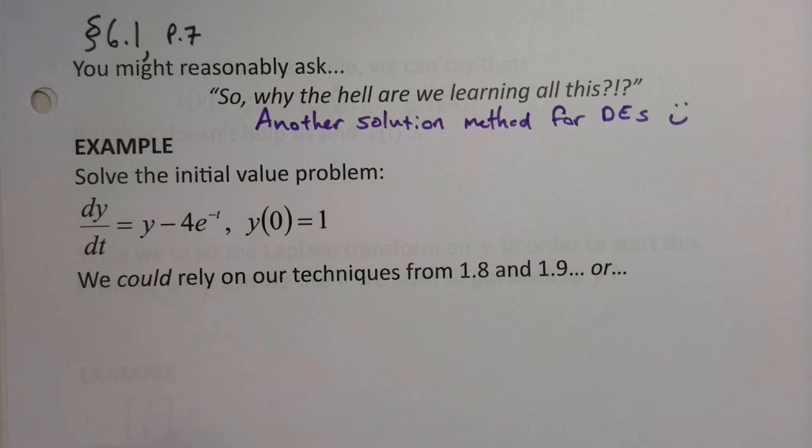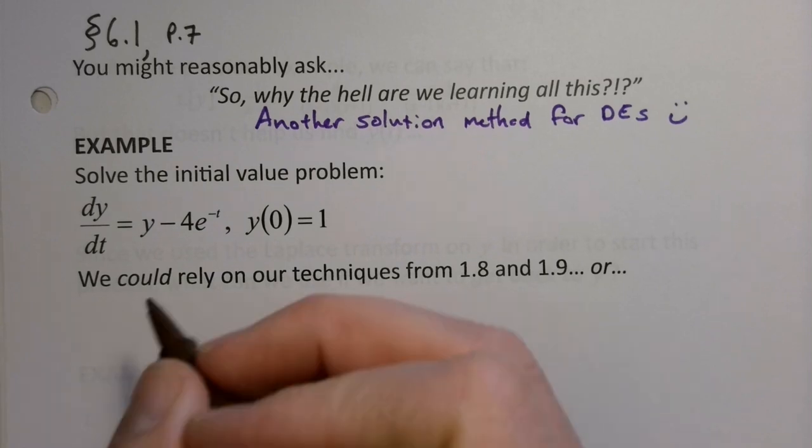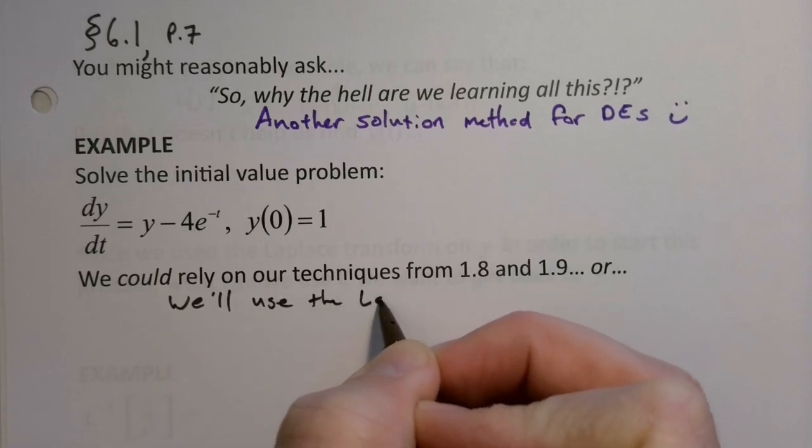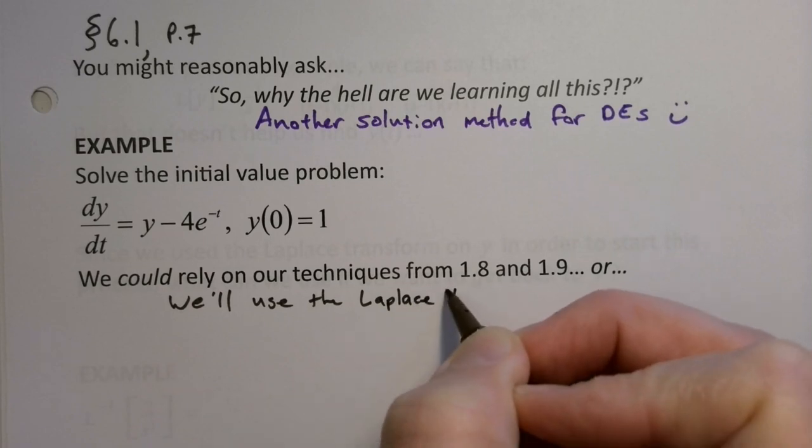So pretty straightforward. We have our initial condition and we have our differential equation. Together that gives us our initial value problem. We could, if we wanted to, go back to section 1.8 or 1.9 to use a technique like integrating factor or the lucky guess method, as we call it. But really this section is about coming up with another solution method. So we're going to use the Laplace method, which we'll call the Laplace transform method.